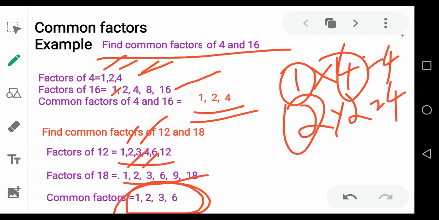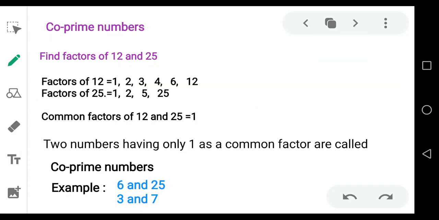Okay. Comes the next one, that is coprime numbers. How will you find coprime numbers? That is also we'll see through an example. Okay. Find factors of 12 and 25. We are going to find the factors of 12 and 25.